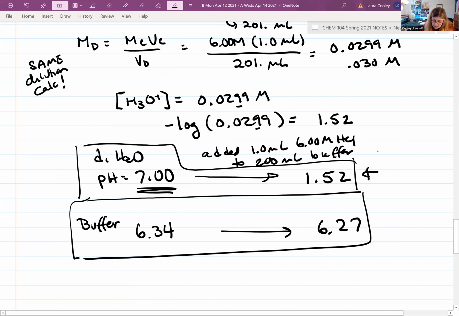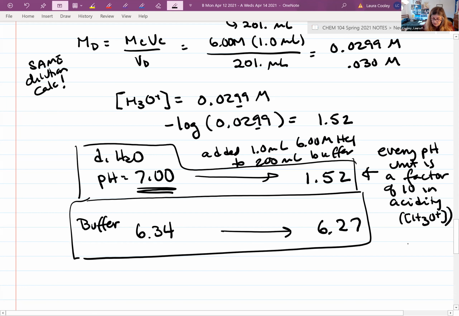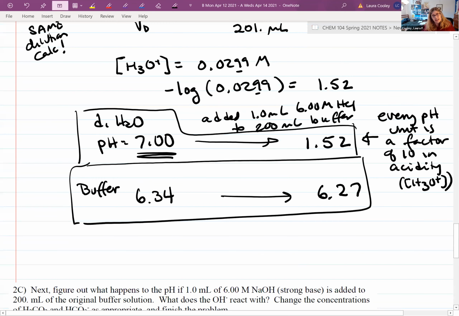Note this here, every pH unit is a factor of 10 in acidity, acidity being the concentration of H3O plus. So there are literally, from 7 to 2, more than 5 powers of 10 change in the H3O plus concentration. Here, there isn't even a 0.1 pH unit change. This is a very slight change in pH. So the buffer is really doing its job.